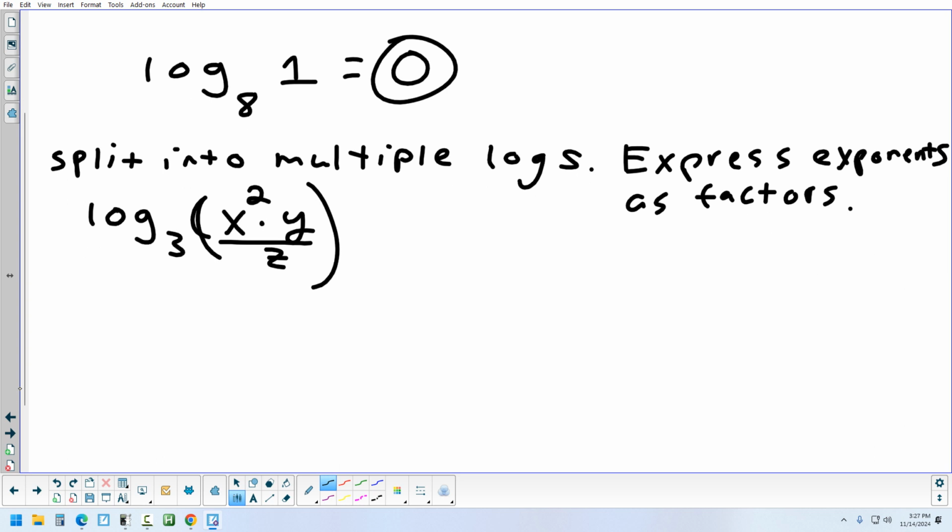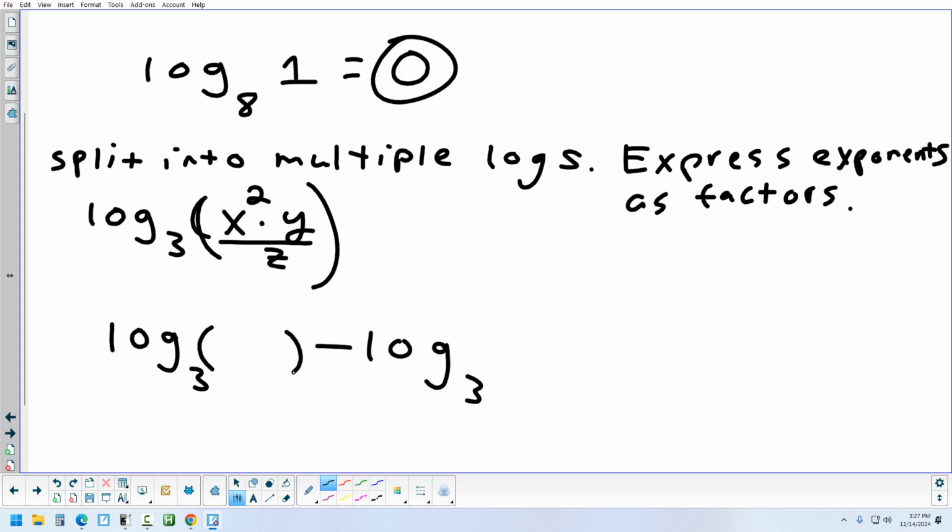All right. So what's the first thing we're going to do is we're going to split this up into two logs. Are we going to deal with the multiplication first or the division? Yeah. The division. Deal with the division first. So we're going to have two logs. What's going to be the base on each of them? Yep. 3. It's going to be 3. It was division, so what do you do with the two logs? You subtract them, yeah. So we're going to subtract the two logs.